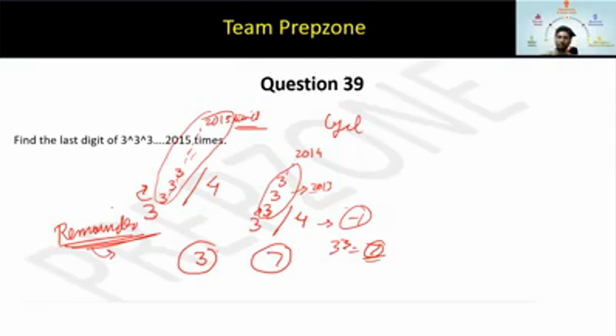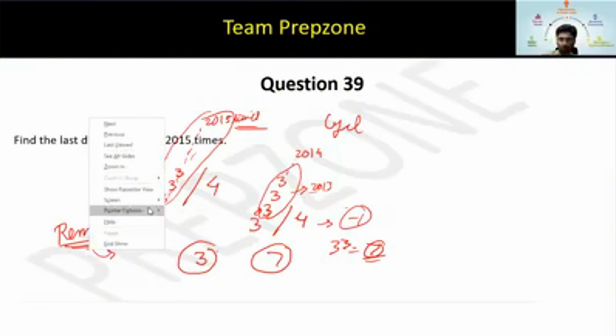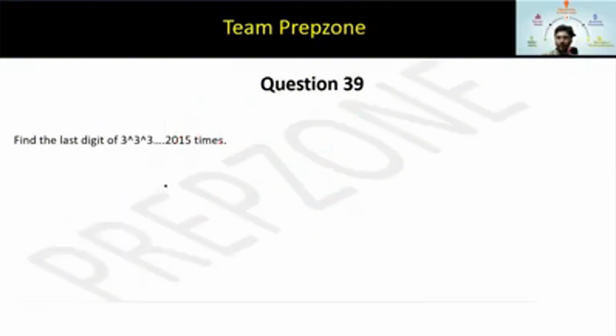Okay, what is the doubt, Mukul, in this question? See, this is 3 to the power 3 to the power 3 to the power 3. How many times? 2015 times, right, everyone? What is my concept? I have to divide this, whatever be the power, by 4. This is my concept, right?